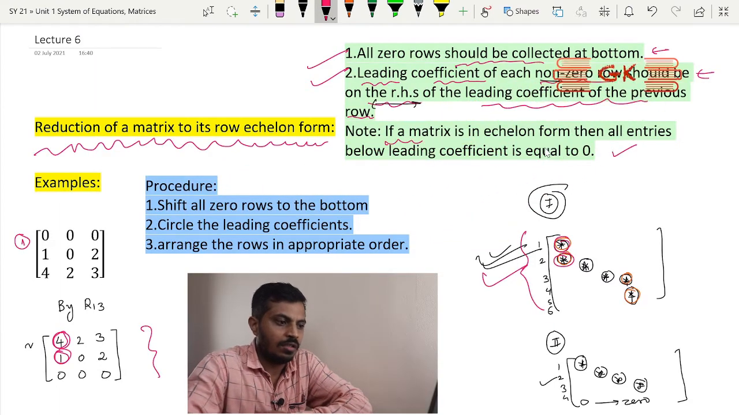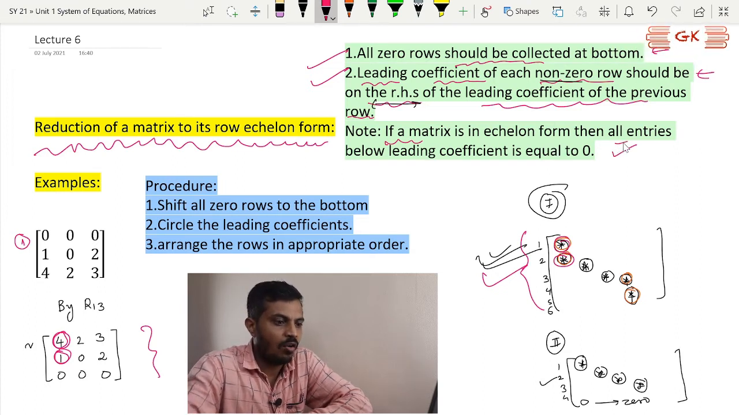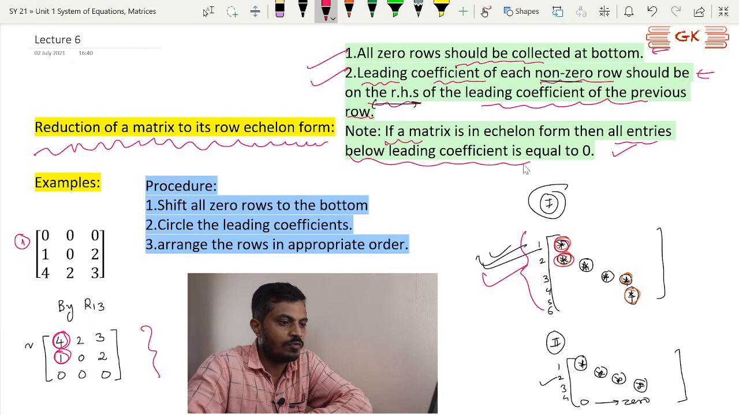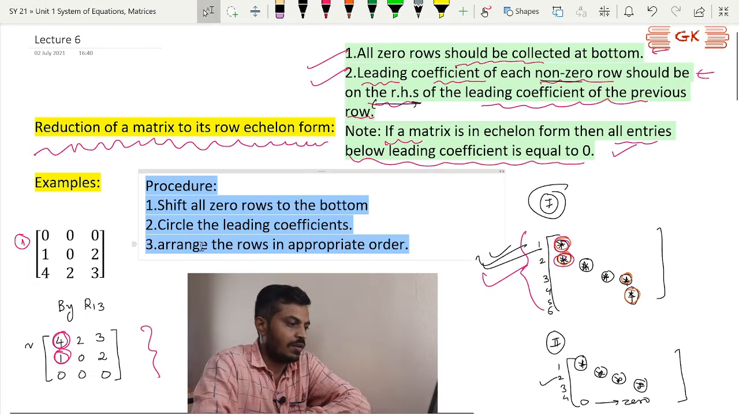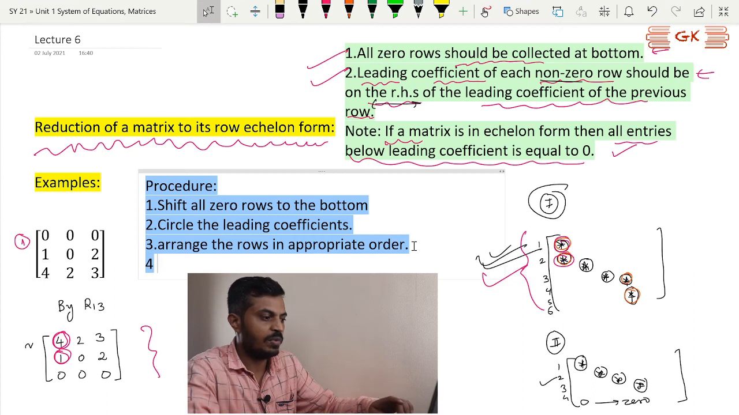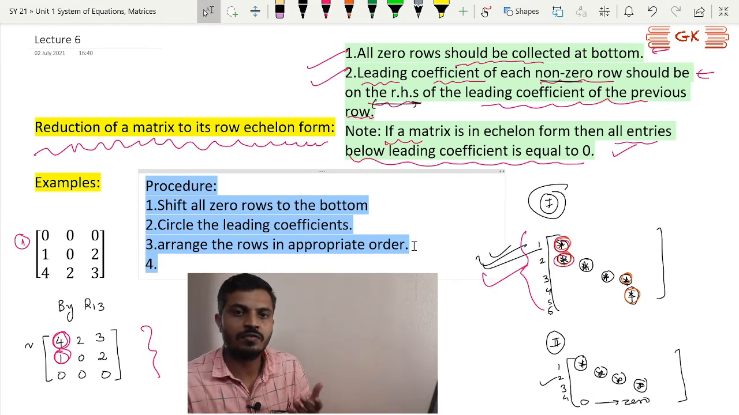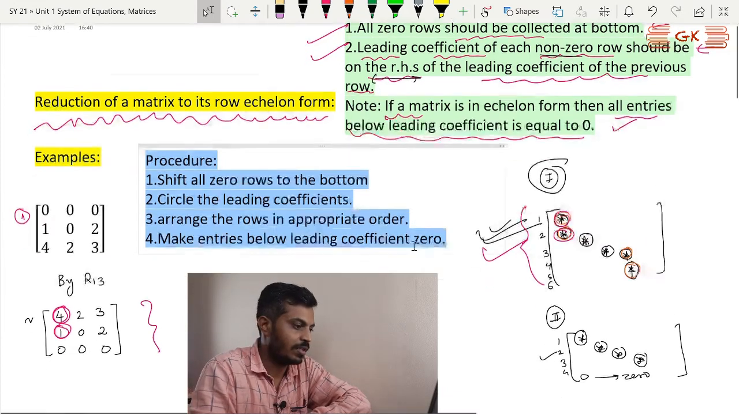Once your matrix is in echelon form, all entries below the leading coefficient are equal to 0. Now, once we complete all these steps, our job is to make the entries below the leading coefficient of each row 0. There are many ways to do it.